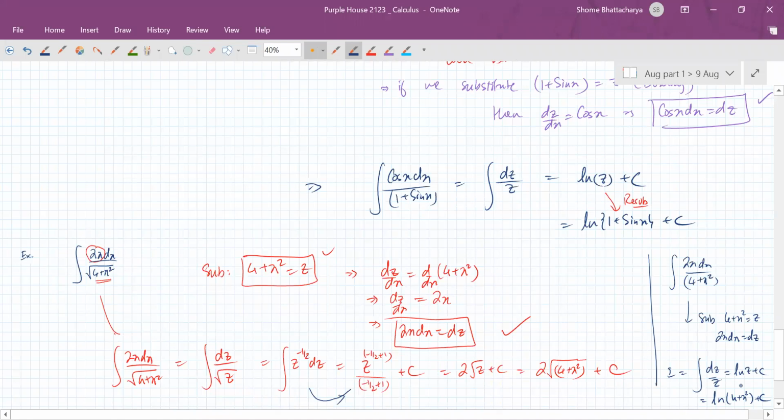Sir, can you give more sums to practice? Yeah, we will be doing more sums with that.